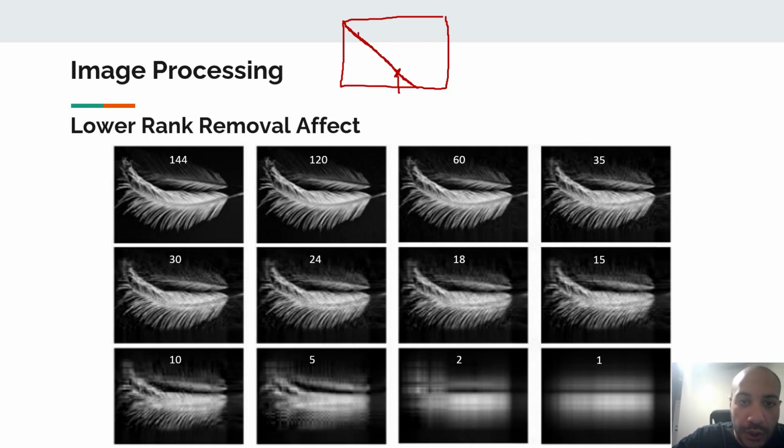For 35, you can see I took only 35 of these values, and I removed the rest, so the rest are zeros. For 35, 30, 24, 18, 15, and so on until you reach 1 and 2, 5, 10. That means the first 10 are really contributing so much to the data. So this is the number 10. This small portion of the sigma values is contributing to the data more than the rest of the values in the diagonal.